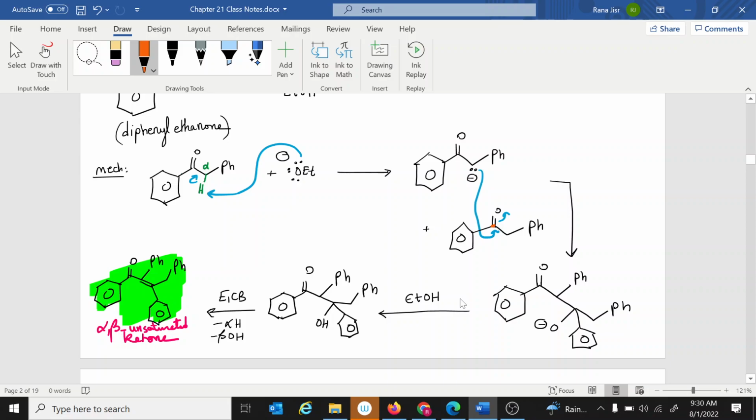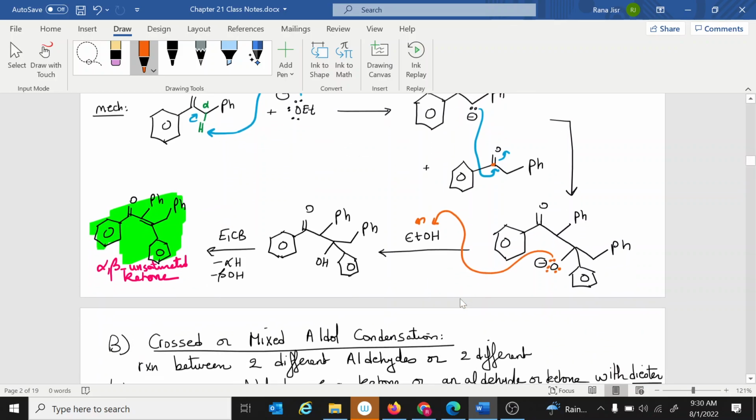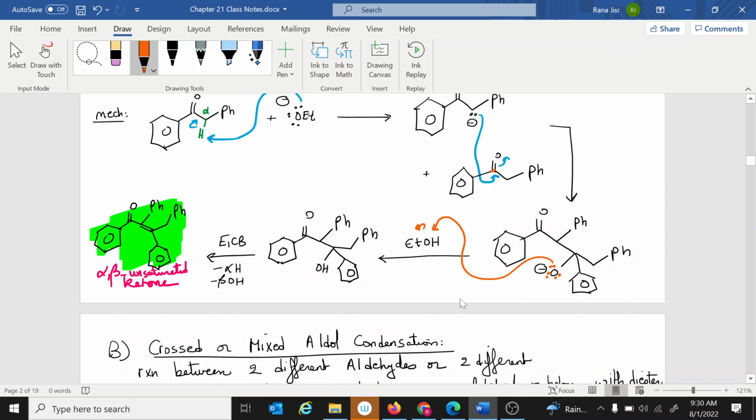Form a negative charge on the oxygen, and then this negative charge is going to get protonated by the solvent. O-ethyl is going to leave. And there, see, your base is always there. So this is why your medium is always basic. The base comes from the solvent, whatever leaves, and from the actual base itself. So this is why E1CB always happens in there, and you get your alpha, beta, unsaturated ketone. That is for the aldol condensation.